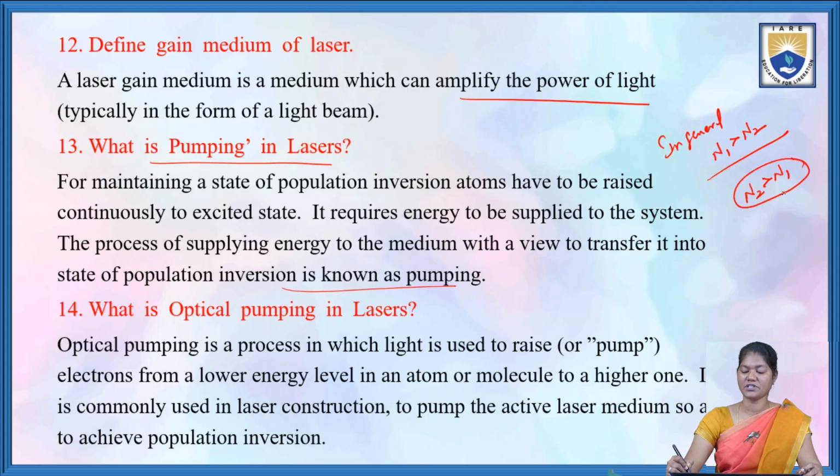So to achieve population inversion, that is to get the light amplified, there should be a greater number of atoms at the higher energy state. So we should make N2 greater than N1. To make N2 greater than N1, we use different mechanisms. That is pumping mechanisms. So we have different types of pumping mechanisms.